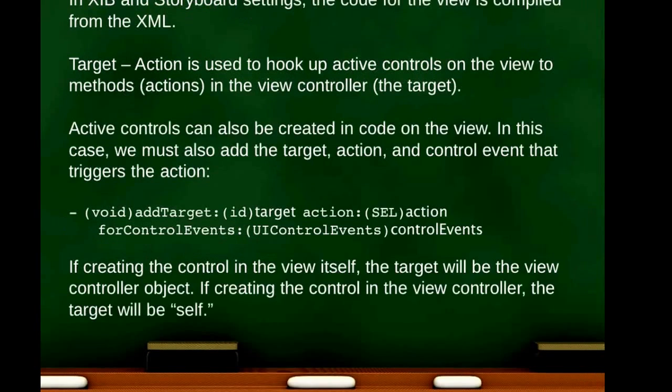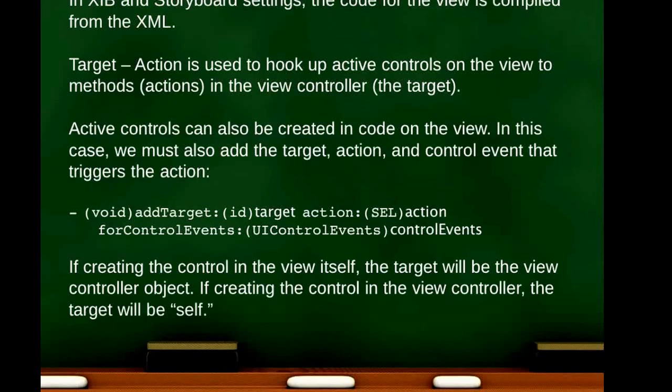Now, in XIB and storyboard settings, you really don't see this happen because the code for the view and all that target action stuff is compiled from the XML that underlies the XIB file or the storyboard. However, it does happen. Target action is used to hook up active controls on the view to methods, actions, in the view controller, which is the target.